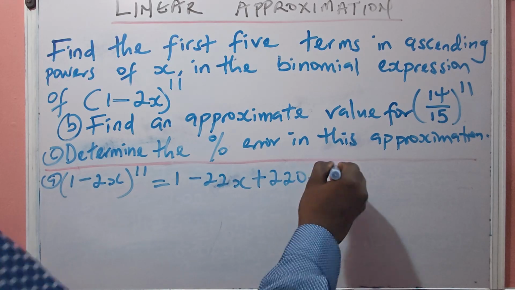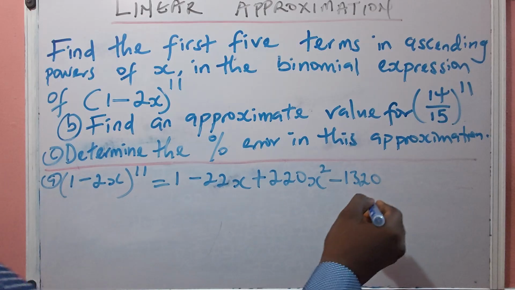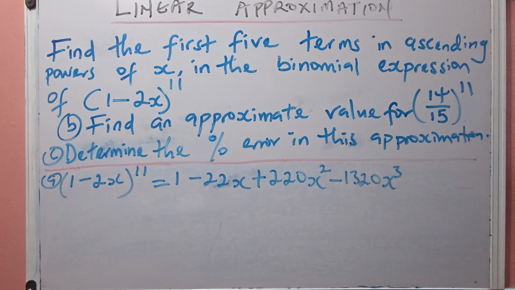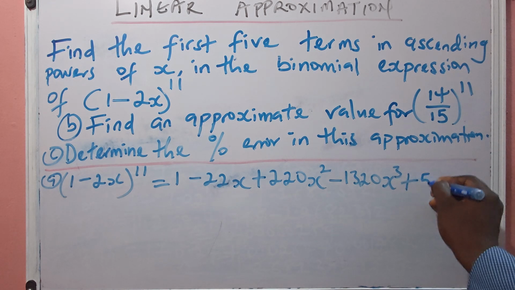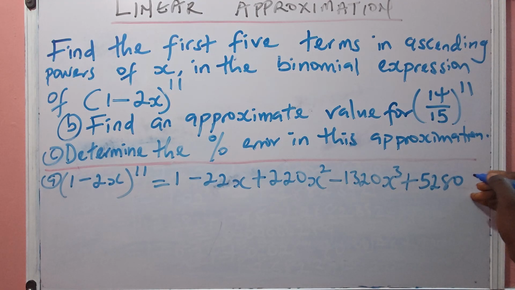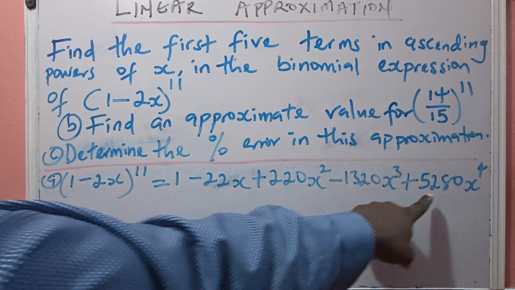x squared minus 1320 x cubed and then plus 5280 x raised to the power of 4. Right? So this is the very first five terms. You can confirm that this is 1, 2, 3, 4, 5.